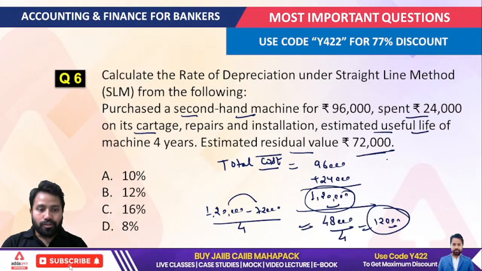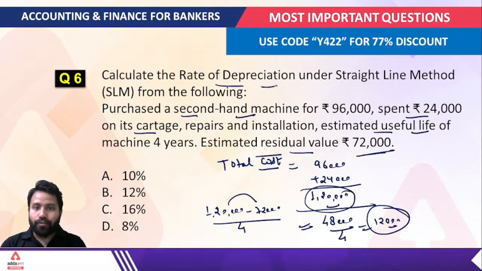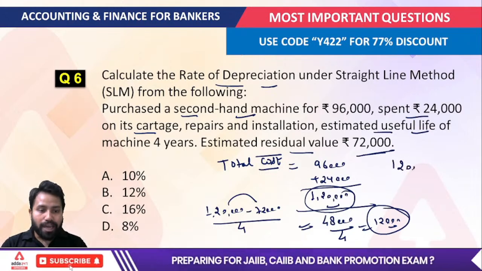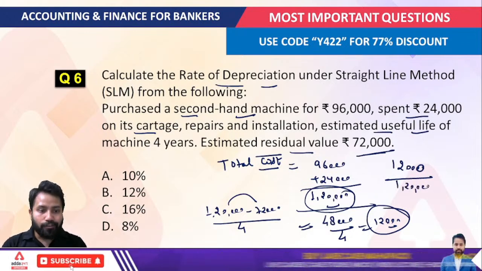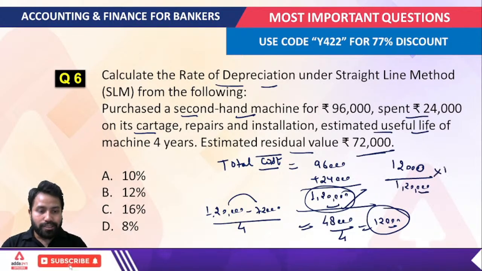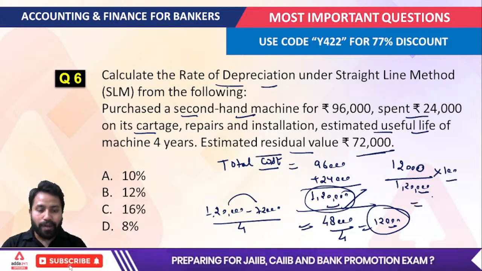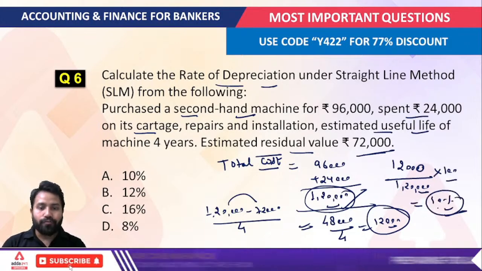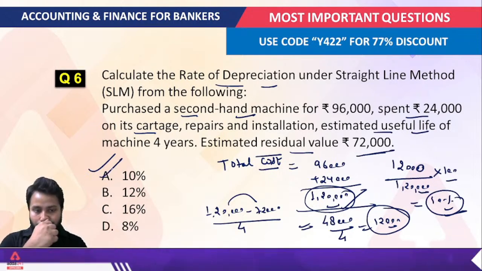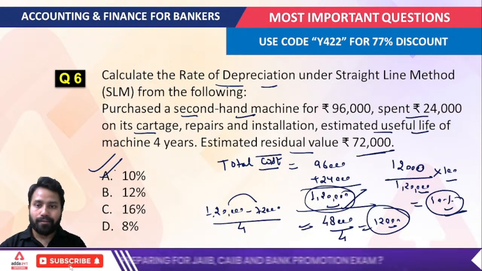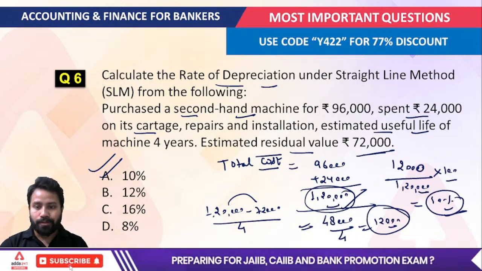Okay, so now if I have to calculate the rate of depreciation, that means the annual depreciation, that is 12,000, and the total cost of the machine, that is 1,20,000. Just tell me what will be the annual rate of depreciation. Definitely that would be 10%. The correct answer of this would be A, that is 10%. Okay, right? This is how we have to solve the questions.